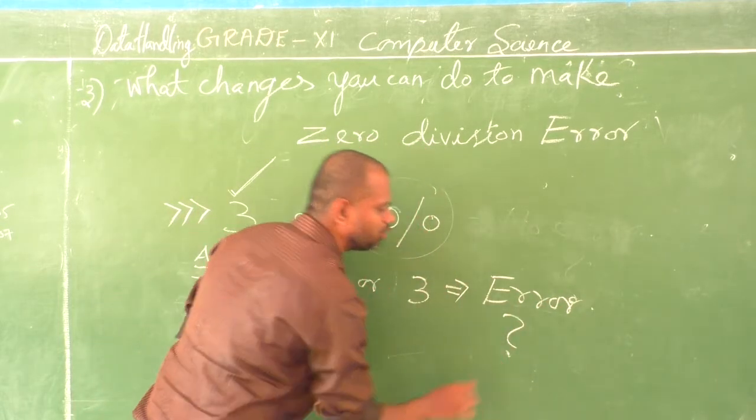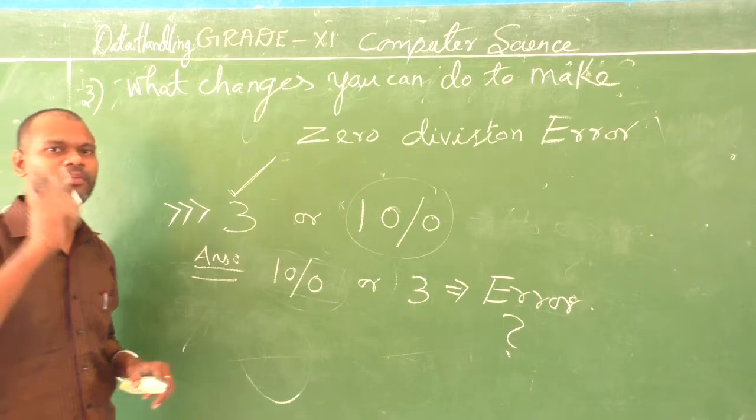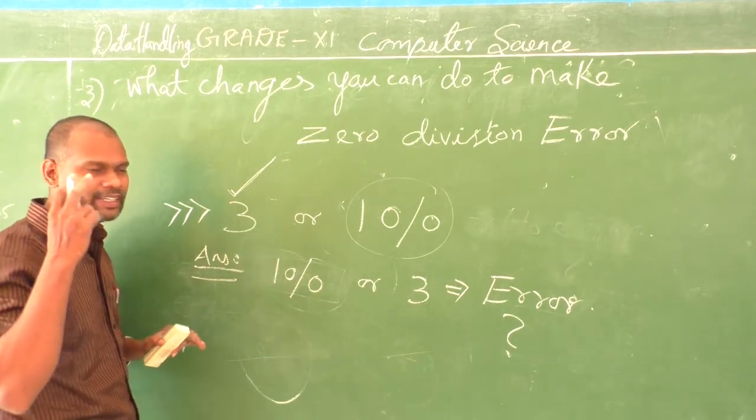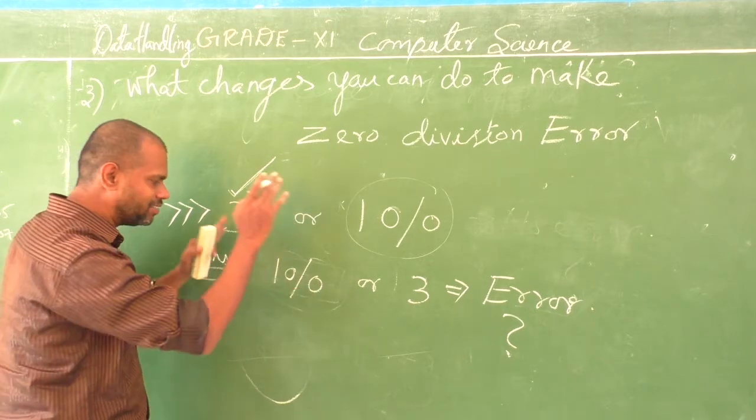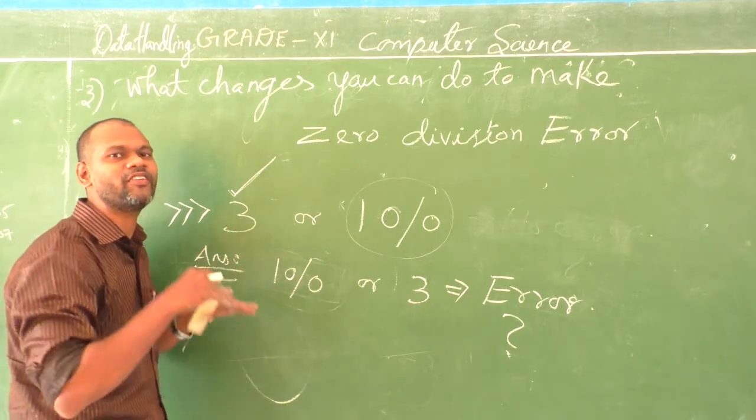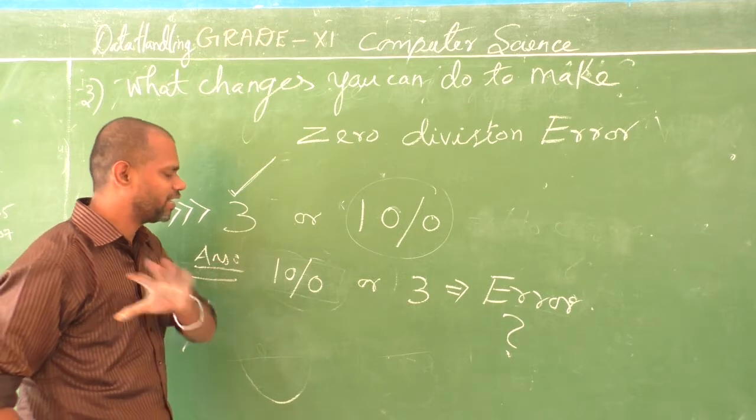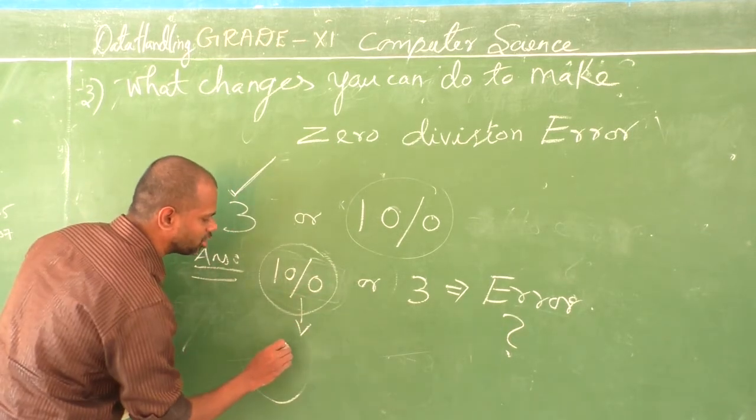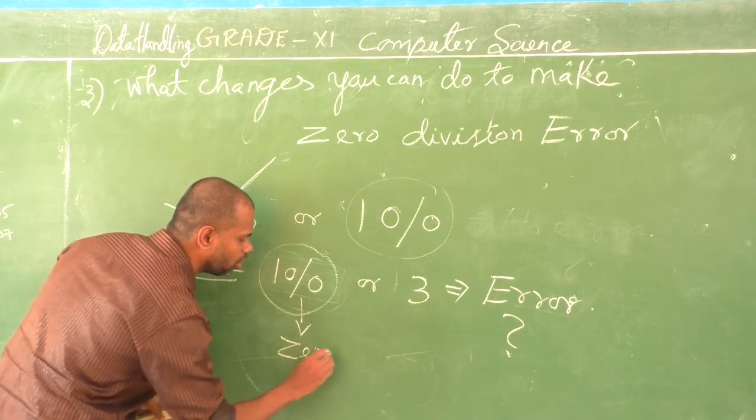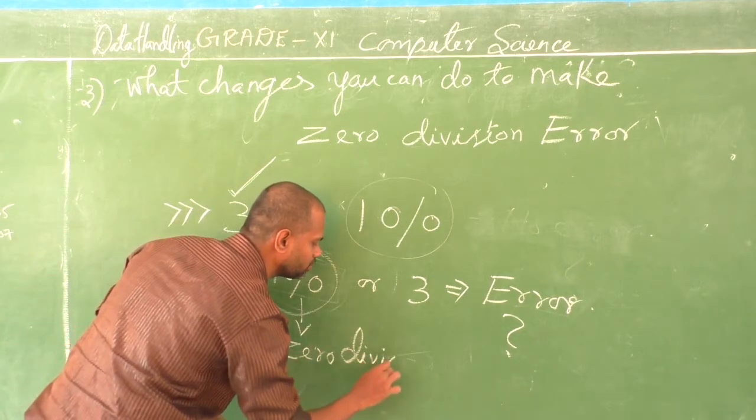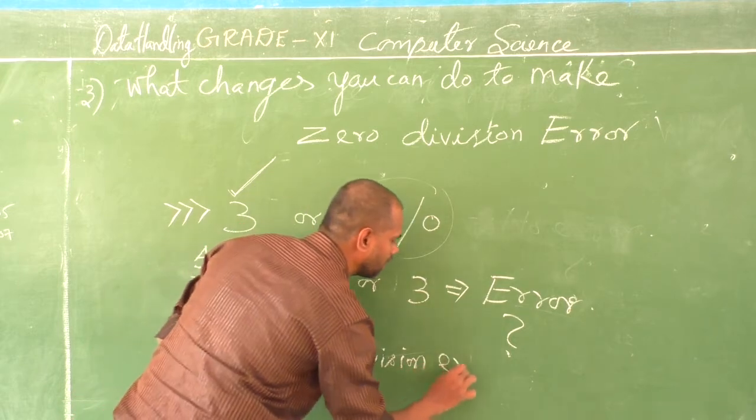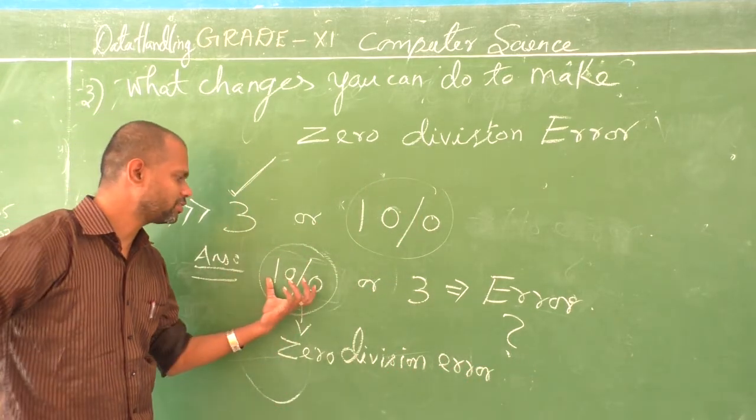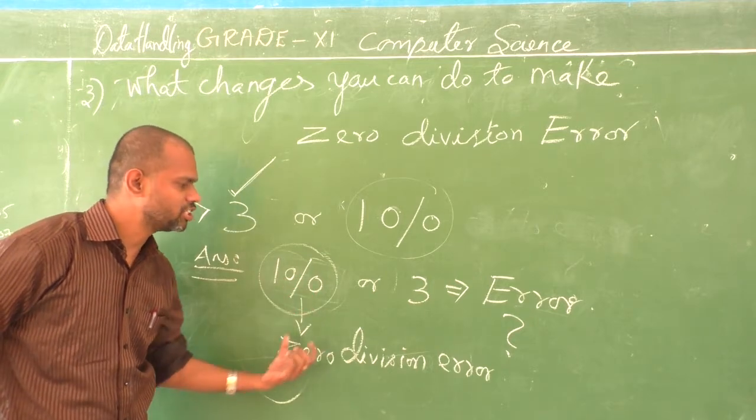Why will it show error? You think and say it. Any idea? Listen. Now the control flow will directly see 10 by 0. Since 10 by 0 cannot be divided, it is an infinite value. We cannot divide. So because of this, it will show zero division error. Got it? So since this cannot be divided, it will show zero division error.